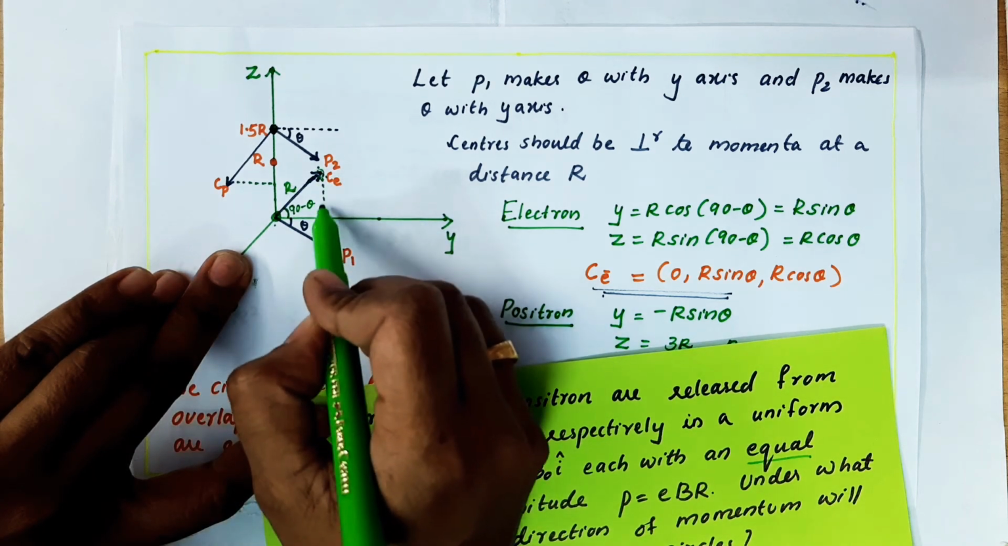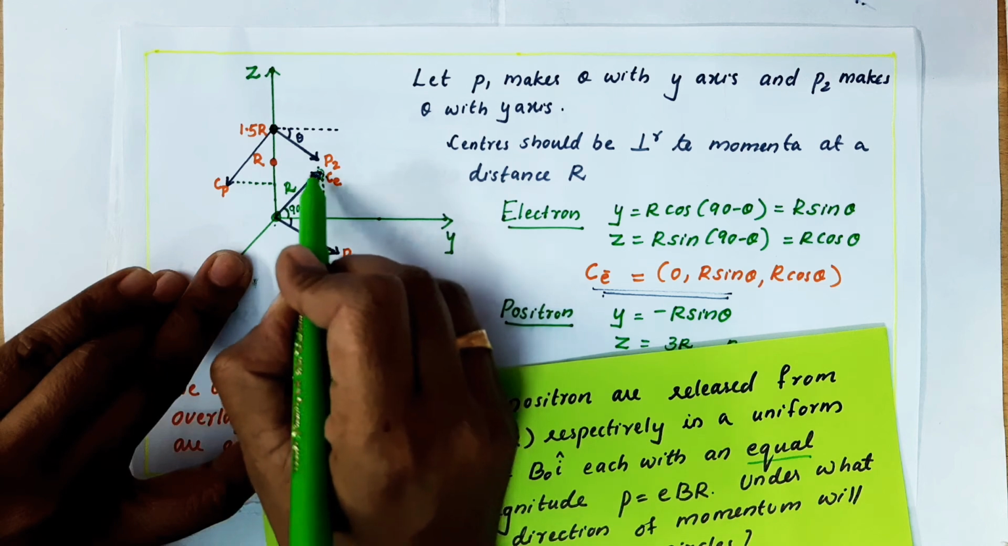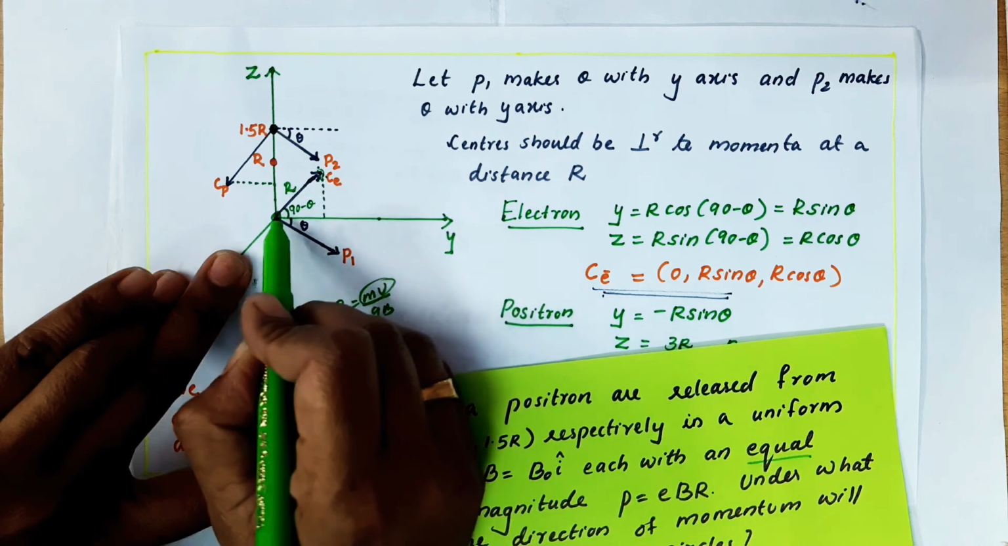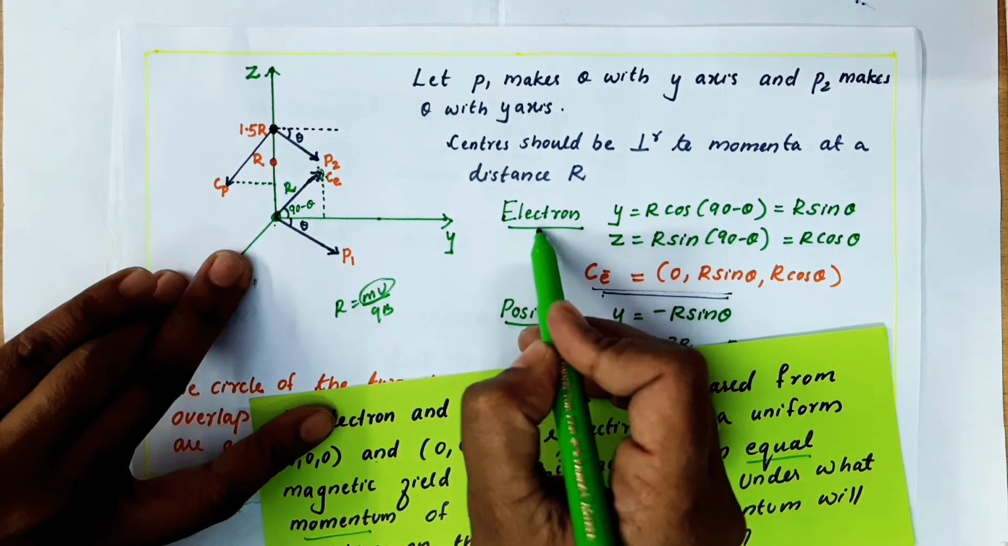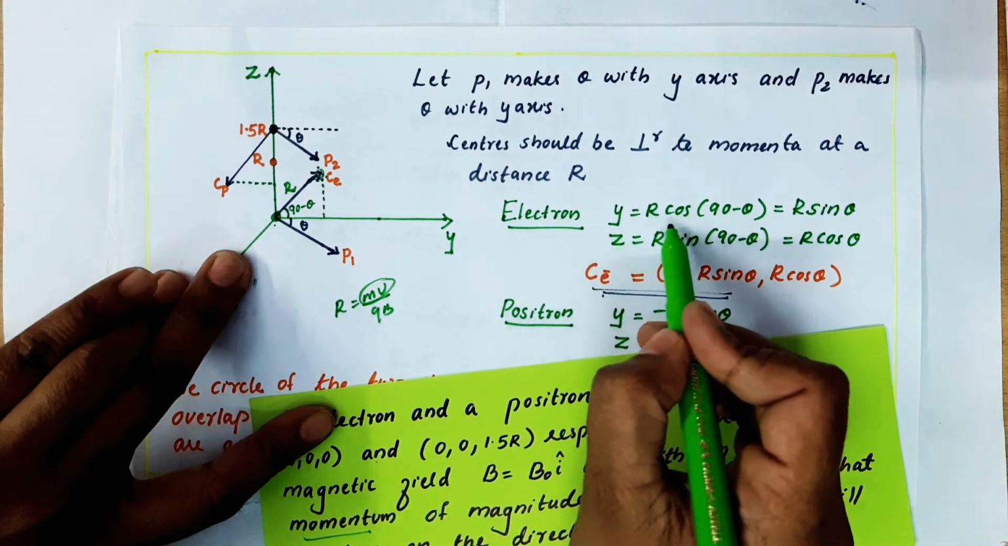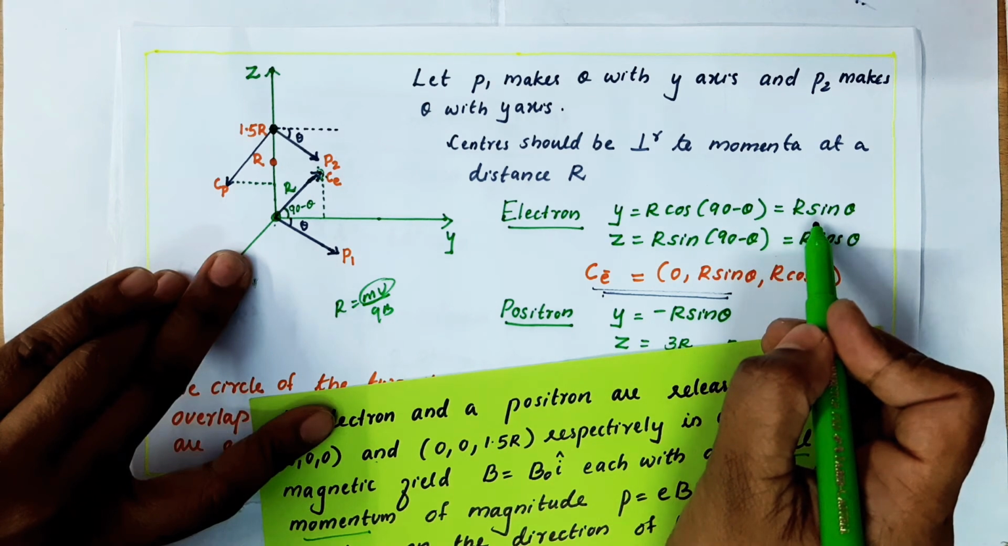So I'm just plotting here as a down and this side. If you're taking the electron, this is R, we know this will be the adjacent side. Y-axis is the adjacent side. So I'm writing for the electron, y equals R cos(90 minus theta), that is R sin theta.